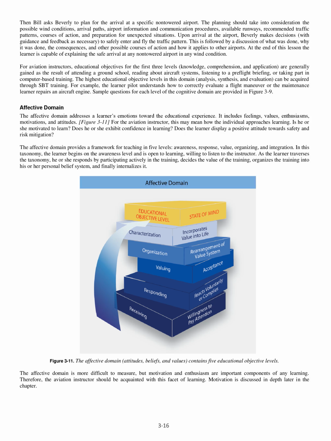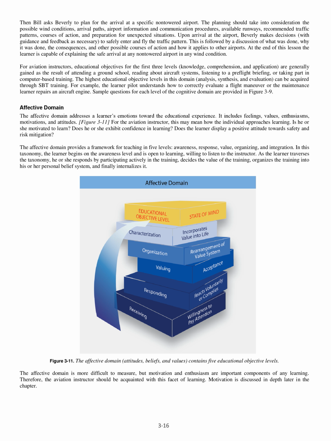Then Bill asks Beverly to plan for the arrival at a specific non-towered airport. The planning should take into consideration the possible wind conditions, arrival paths, airport information and communication procedures, available runways, recommended traffic patterns, courses of action, and preparation for unexpected situations. Upon arrival at the airport, Beverly makes decisions, with guidance and feedback as necessary to safely enter and fly the traffic pattern. This is followed by a discussion of what was done, why it was done, the consequences, and other possible courses of action and how it applies to other airports.